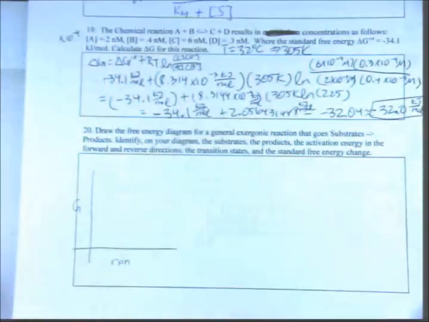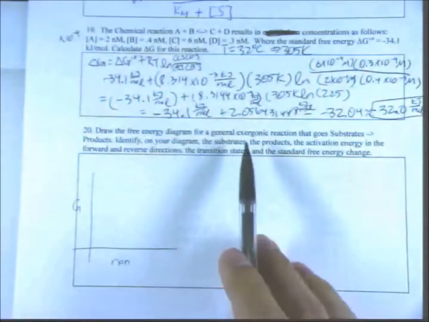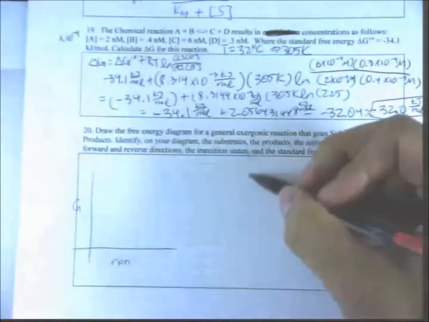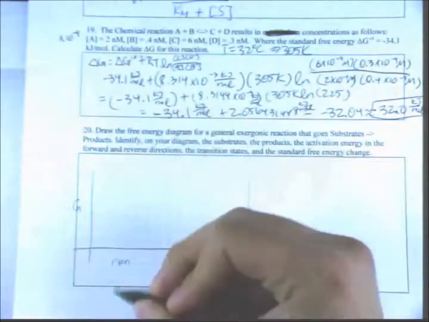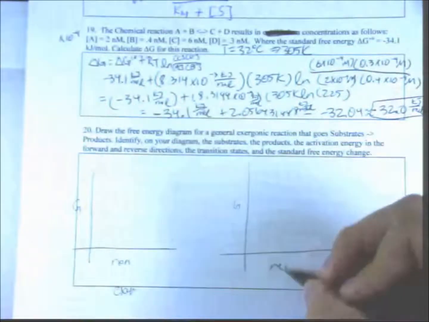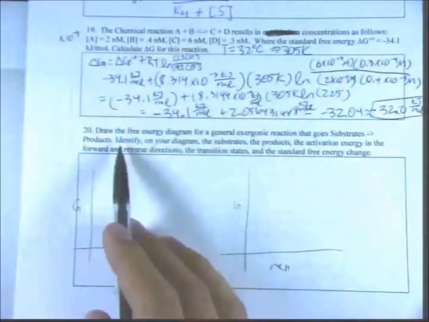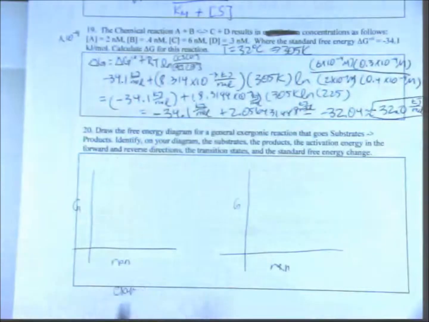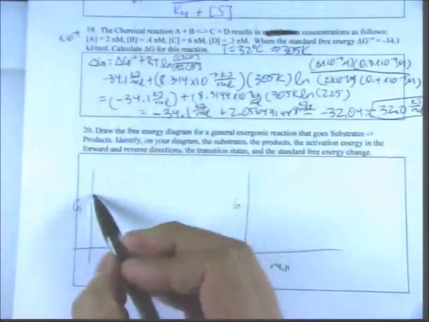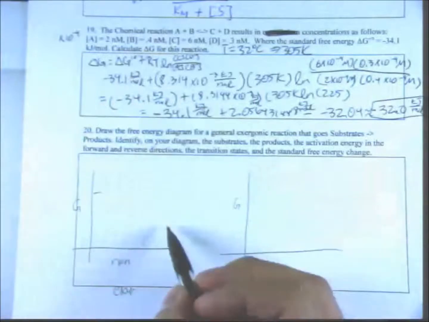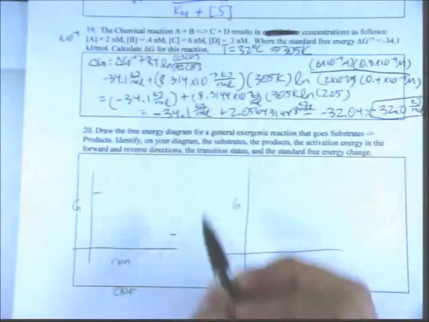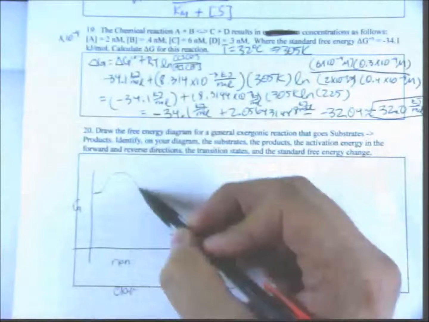Reaction coordinate. It says, draw the free energy diagram for a general exergonic reaction. For good measure, I'll do the endergonic too. Okay, so for exergonic. All right. Substrate, products, identify in your diagram. So for an exergonic reaction, the substrates start higher or lower? Higher, okay, and the products start lower, right? And it looks something like this, right?